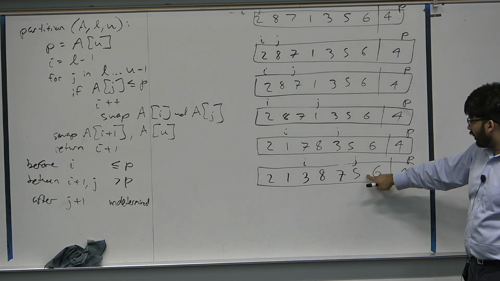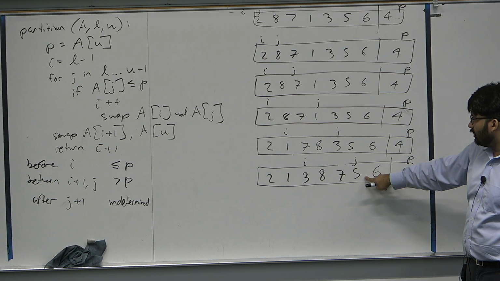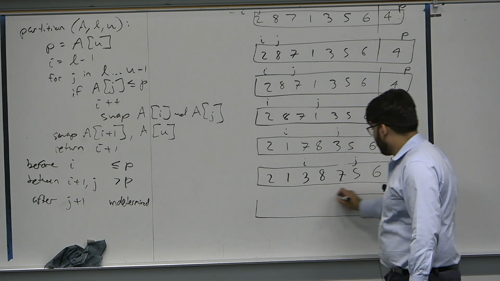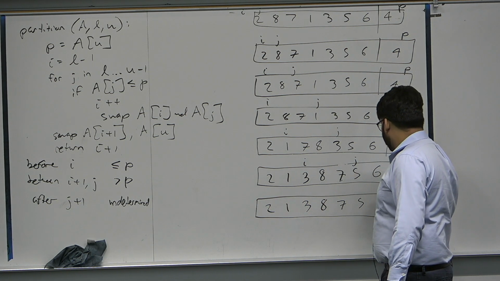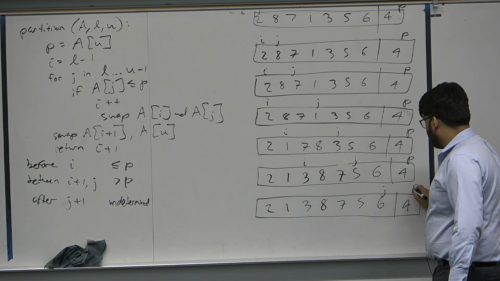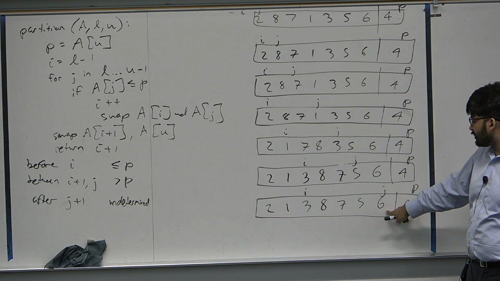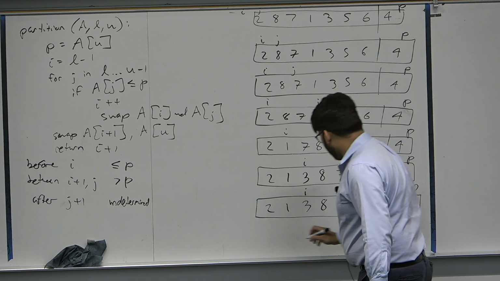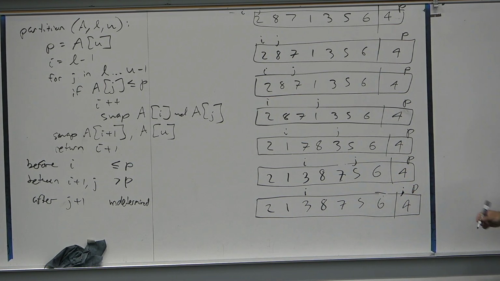Is 5 less than or equal to 4? No. So we say j plus plus. And then i is still here. Is 6 less than or equal to 4? The answer is no. So we say j plus plus. I'm just going to write it here. Now we're done. Notice that we've finished the for loop.